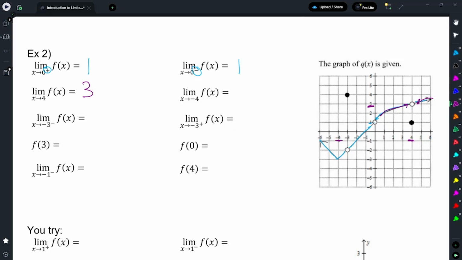All right, now the limit as x approaches -4 of f of x. So here's x equals -4. So if we follow the left side and the right side, we approach the same value of -3. So that's our limit.